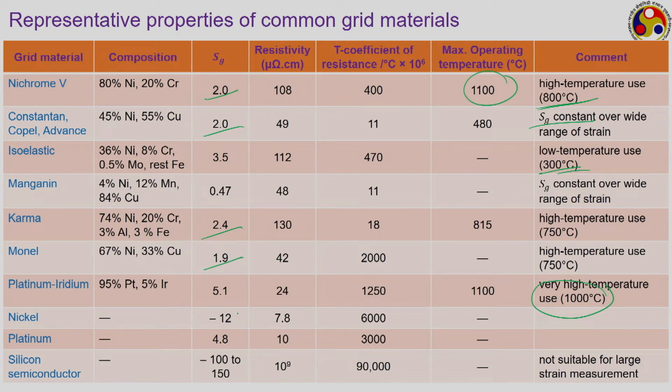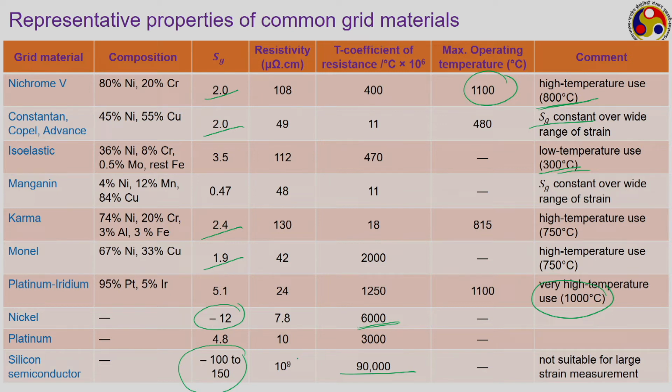Now look at nickel. The gauge factor is negative. It is a very high value, 12, and also it is negative. That means the change in resistance is in the opposite direction compared to the others. It also has a very high temperature coefficient of resistance, and therefore it has quite encouraging prospects. And even higher, actually extremely high gauge factors we can find for semiconductor strain gauges.